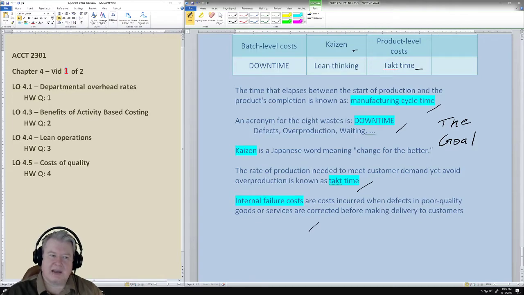Okay, so that is the 4 learning objectives for this session. We'll finish up by going through learning objective 4.2, which is, again, a more calculation-heavy learning objective where we actually do something like what we did just before.